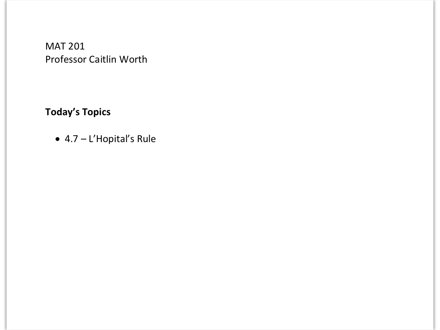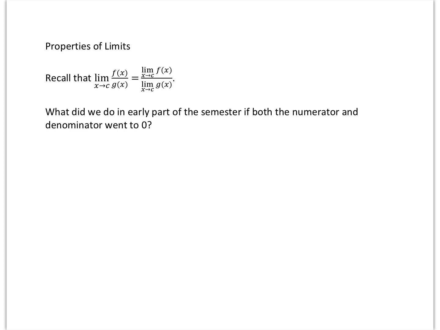Welcome to Math 201, our lesson on section 4.7, L'Hopital's rule. We're going to talk about properties of limits. So recall that if you want to take the limit as x approaches c of f over g, you can take the limit of the numerator over the limit of the denominator, right? So the limit as x approaches c of f of x over the limit as x approaches c of g of x. So that was a property of limits from way back at the start of the semester.